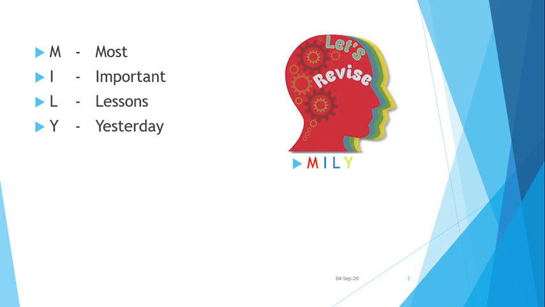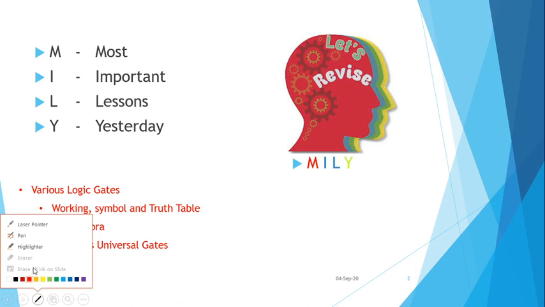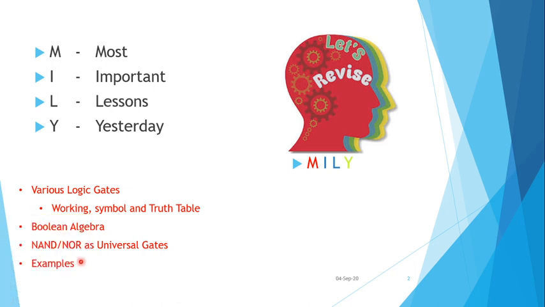What are the most important lessons we discussed yesterday? We have discussed various logic gates, seven types of logic gates and their working, symbol, and truth table. We also went through some Boolean algebra, some laws, and tried to reduce the given equations. We have seen NOR and NAND as universal gates. And then we also went through some reduction examples and implemented them using either the basic gates or the universal gates.